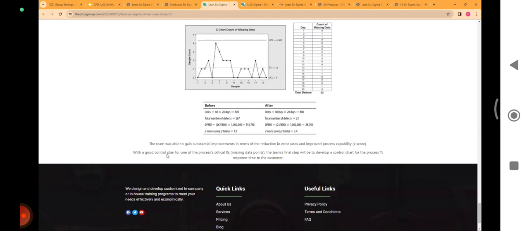Now, with a good control plan for one of these process X's, the team's final step is to develop a control chart for this process, with regard to the response time to the customer. Also, at this point, it is important to understand that the idea is that it has to meet the cost and benefit analysis. As I said, the solution should not be more than the problem. So in this case, for this bank, this was acceptable. A 95% satisfaction rate for them was okay. If they wanted to improve from 3.4 to 100%, no problem.